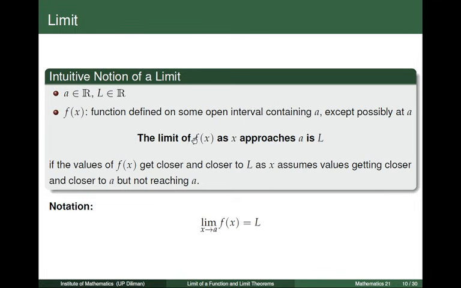We say that the limit of the function f as x approaches a, or as x tends to a, is L, the limit, if the values of f of x get closer and closer to L, as x assumes values getting closer and closer to a but not reaching a. So we write the limit of f of x as x tends to a, or as x approaches a, is equal to L. So this is our limit notation.